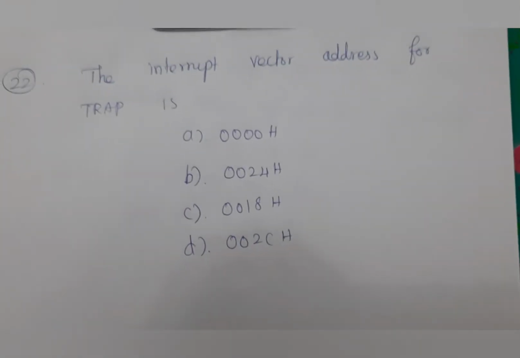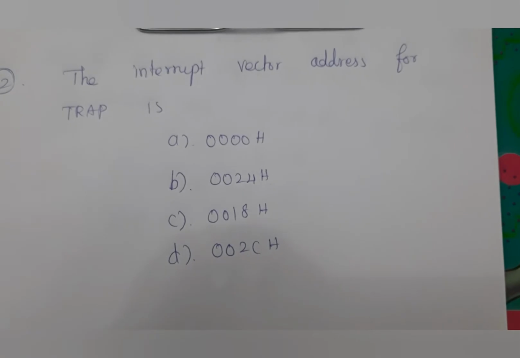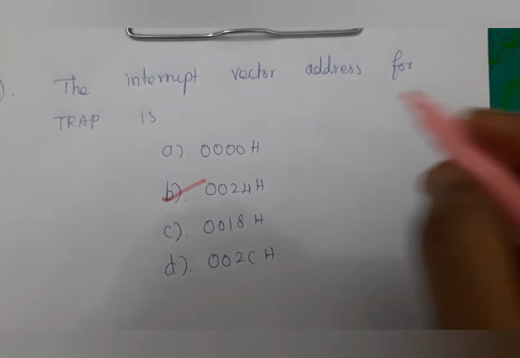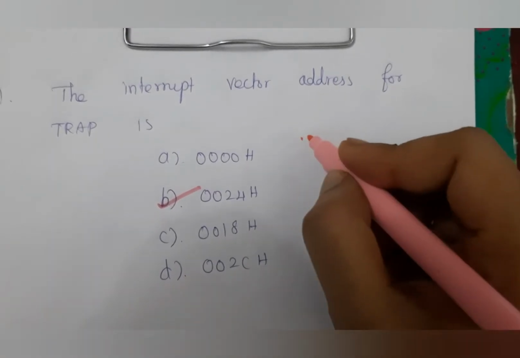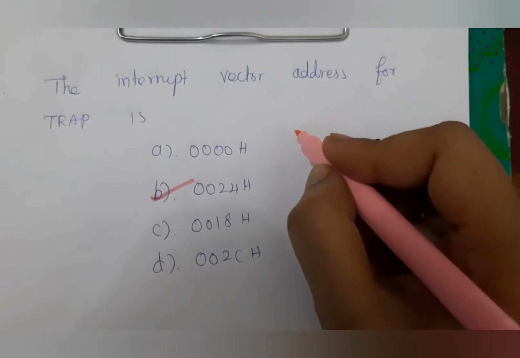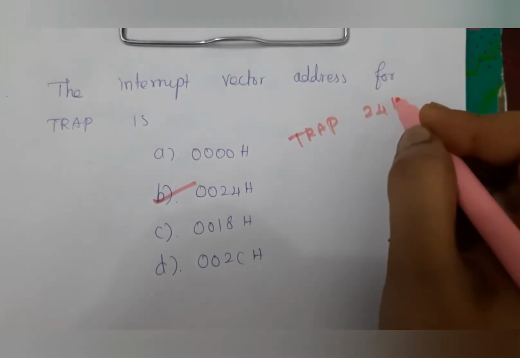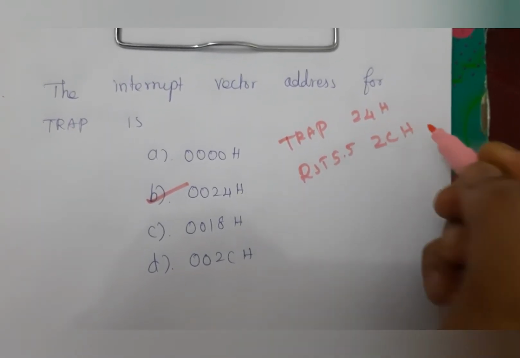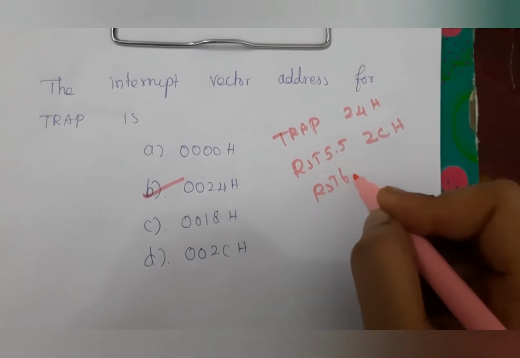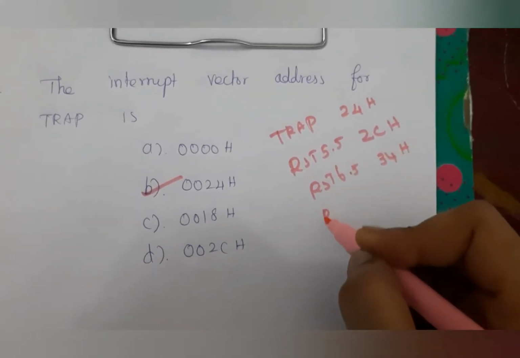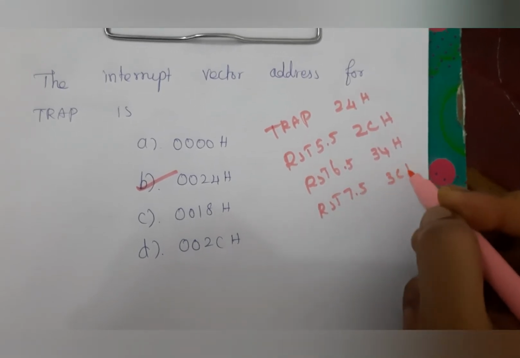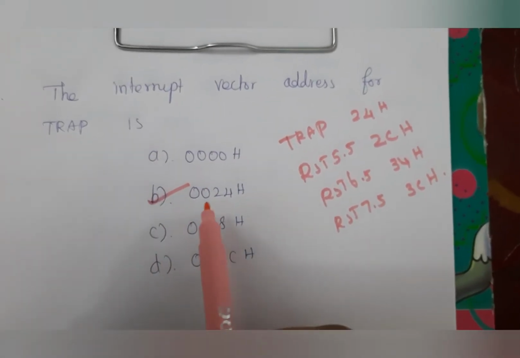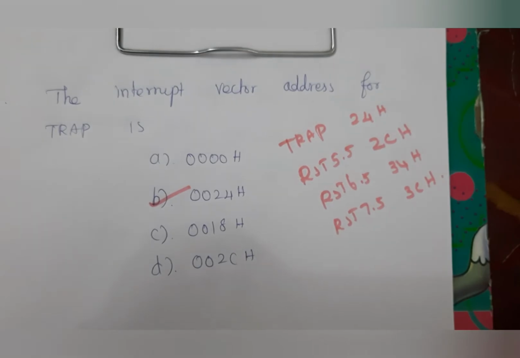Next question, the interrupt vector address for TRAP is 0024H. So here the answer is B. And I will write the vector addresses for the other interrupts also. For TRAP this is 24H, for RST 5.5 that is 2CH, RST 6.5 is 34H, and RST 7.5 is 3CH. So this is the vector address for each interrupt. Here they are asking for TRAP, that is 24H. So the answer is B.